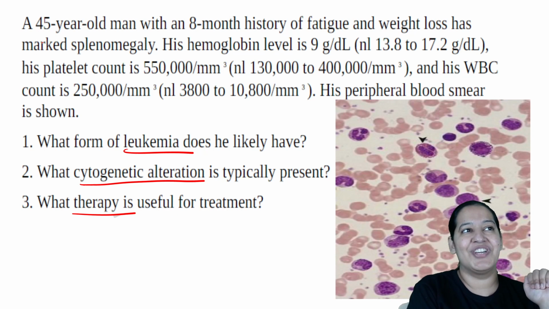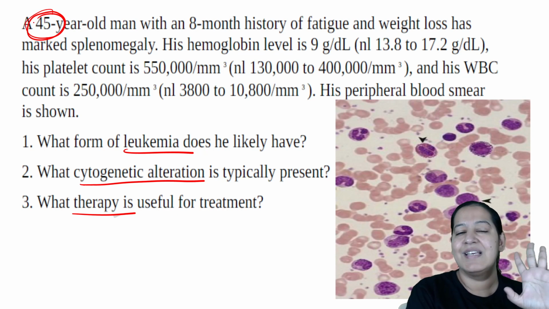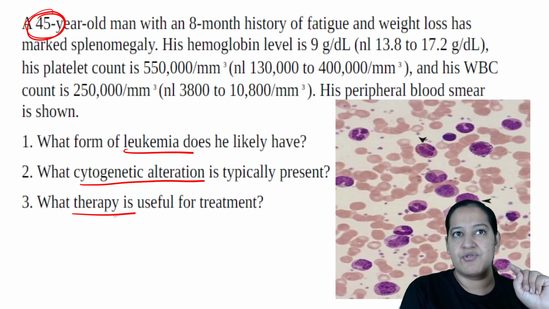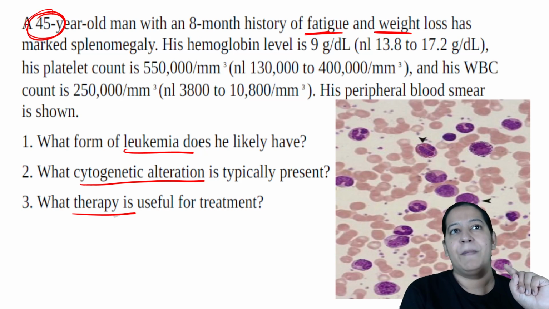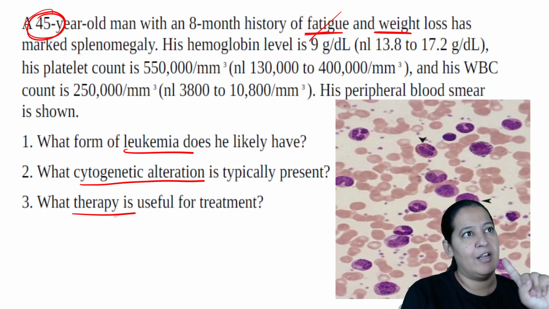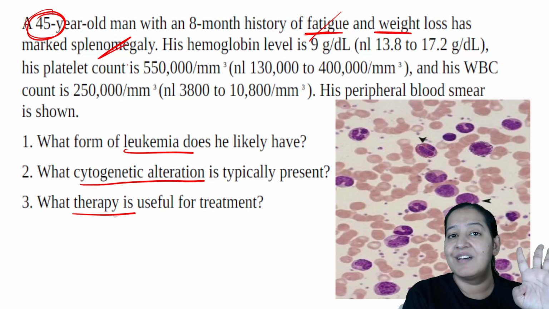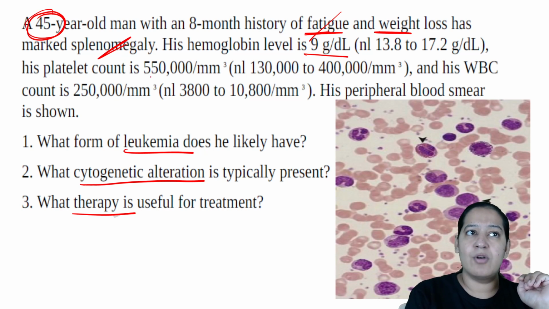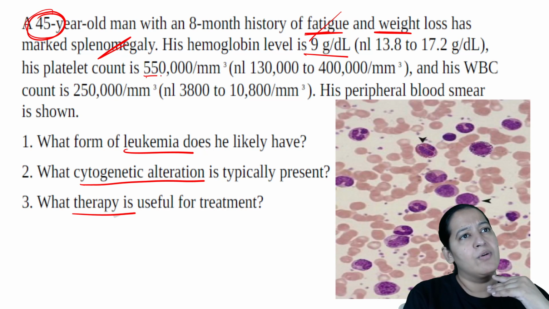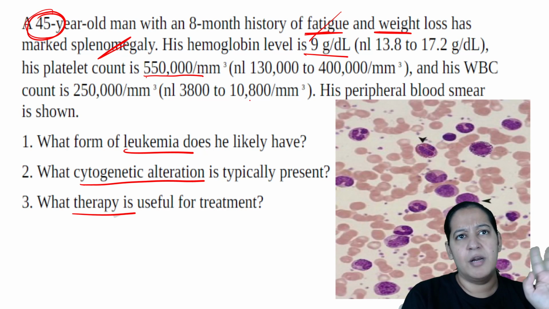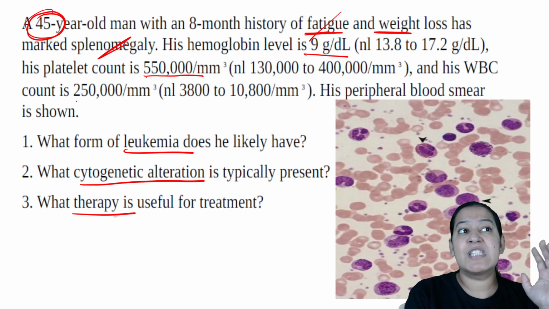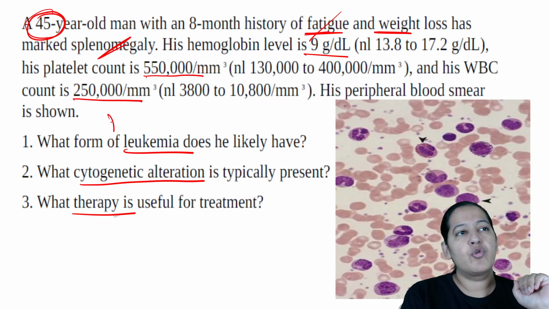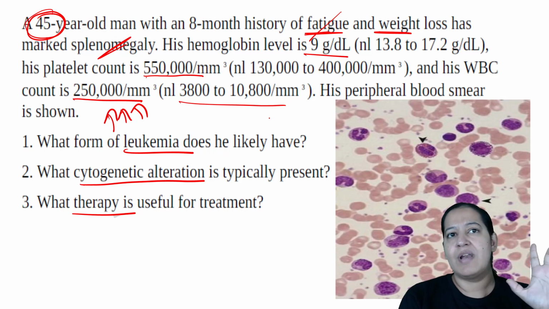Okay, let me read the question. Again, age is important. Again, he is a middle-aged male. A 45-year-old male is there with an 8-month history of fatigue and weight loss. So the patient is having fatigue, again anemia, and weight loss. Splenomegaly is there. Hemoglobin is 9, so again anemia. Platelet count is 5,50,000, a little bit more, but not less. And WBC count is 2,50,000, so high count, leukocytosis is there. Normal is 4,000 to 11,000.